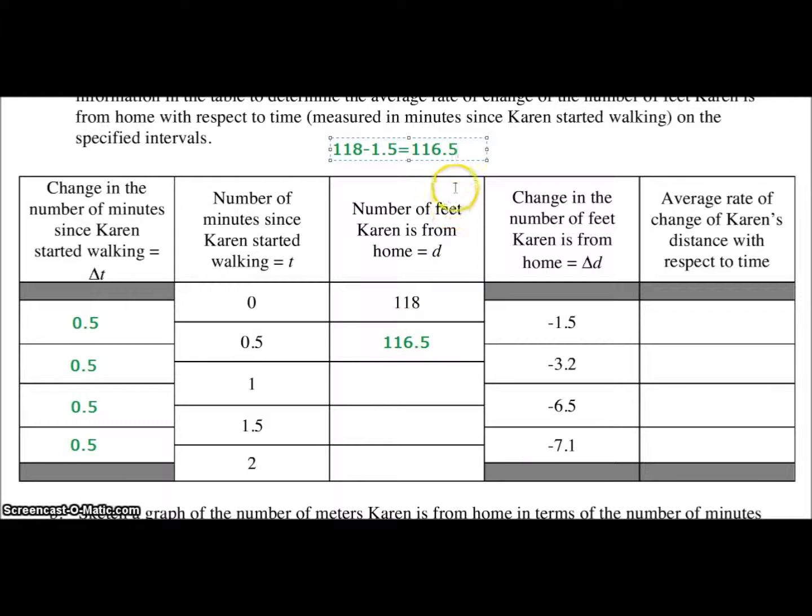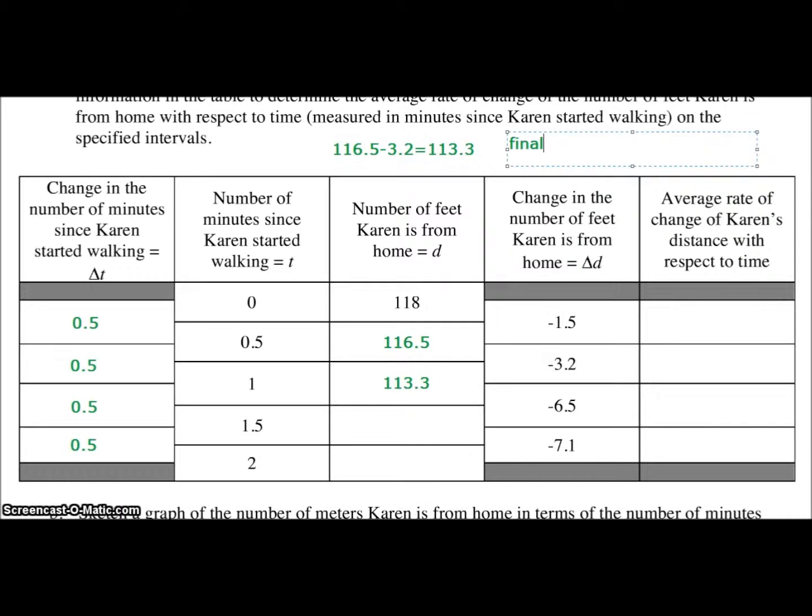Okay, now the next one. I have 116.5, then I take away 3.2, I get 3.2 feet closer, and so I'm at 113.3. I should probably mention where this is coming from, just give it some symbolic foundation.